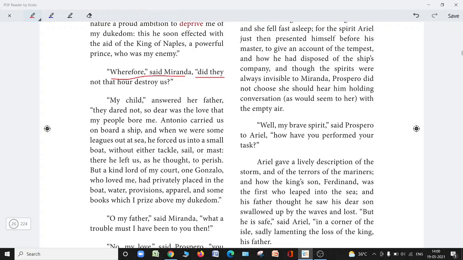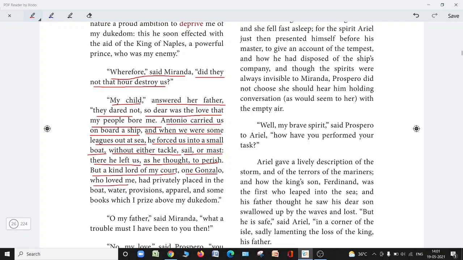Wherefore, said Miranda, did they not destroy us? My child, answered her father, they dared not. So dear was the love that my people bore me. Antonio carried us on board a ship, and when we were some leagues out at sea, he forced us into a small boat without either tackle, sail, or mast. There he left us, and he thought us to perish. But a kind lord of my court, one Gonzalo, who loved me, had privately placed inside the boat water, provisions, apparel, and some books which I prize above my dukedom.